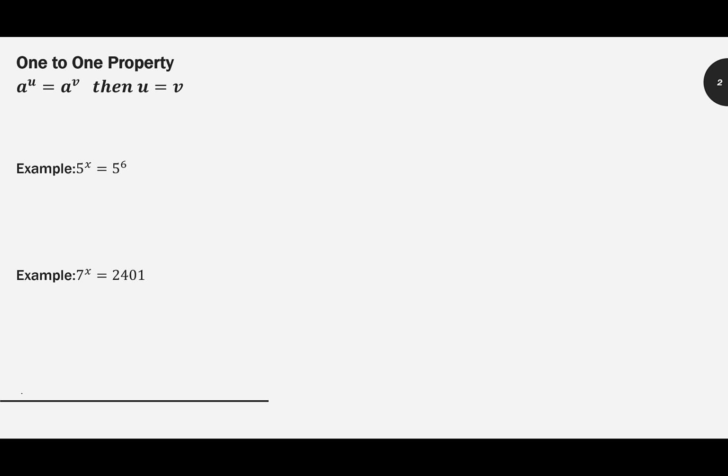That could be really easy, like 5 to the x equals 5 to the 6, which immediately says x is equal to 6. Or sometimes it can be a little bit more sneaky, like 7 to the x is 2,401. What I would probably initially do with this is look at powers of 7. We know 7 squared is 49, so maybe try 7 cubed, which is 343. So try 7 to the 4th, and it says 2,401. So that lets us rewrite this as 7 to the x is equal to 7 to the 4th, and x would be equal to 4.